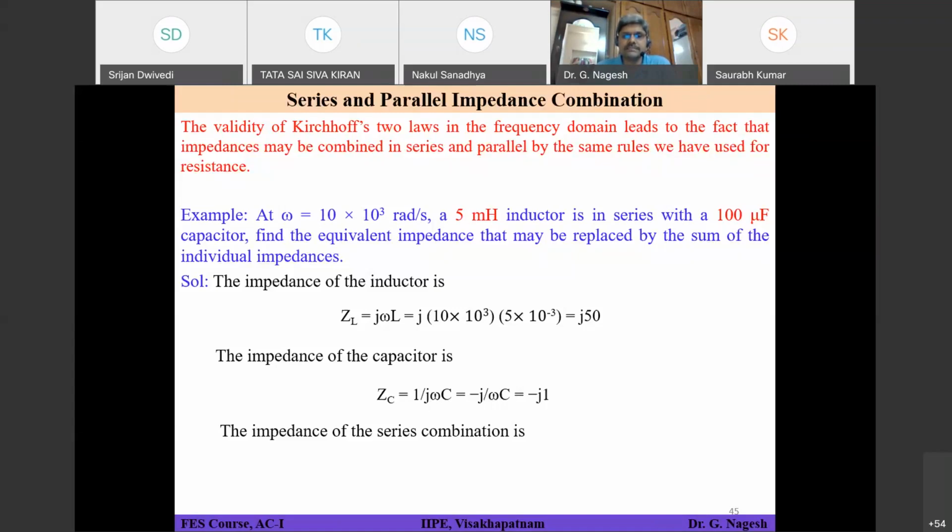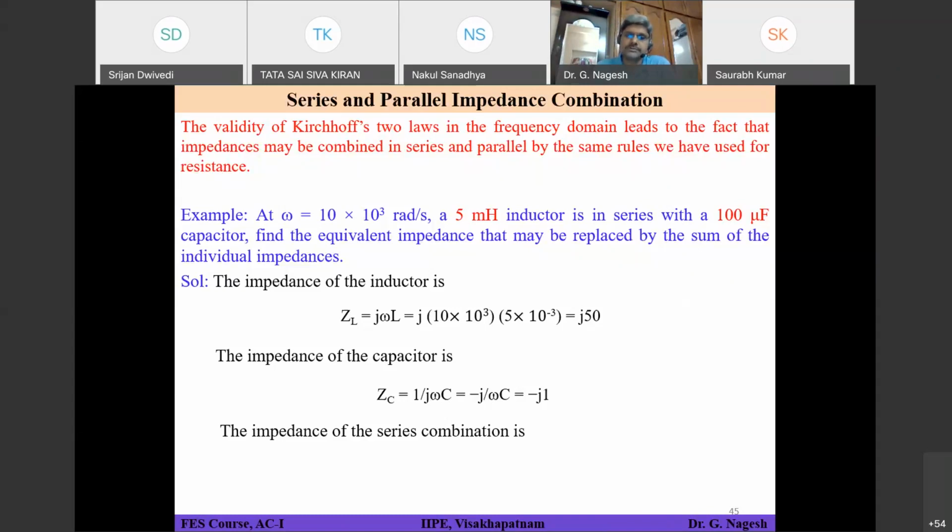Okay. So minus j by omega C. If you calculate omega C, omega is given as 10 into 10 power 3 and C is 100 microfarad. So you will get 1. So minus j 1.